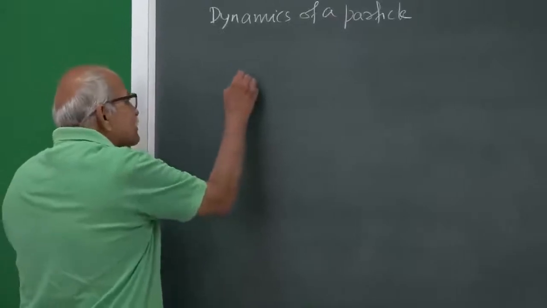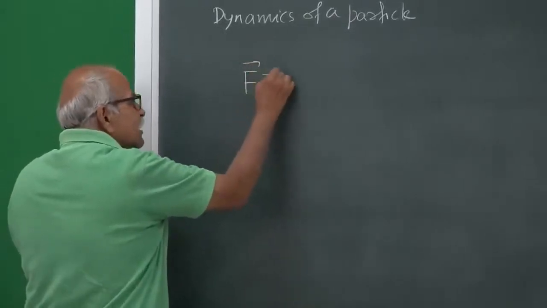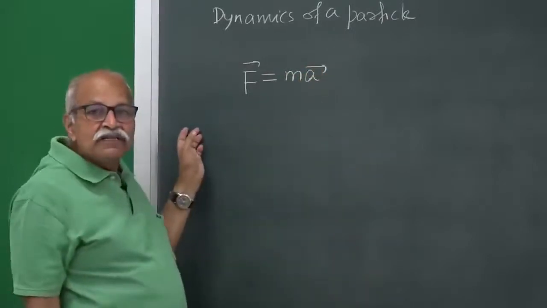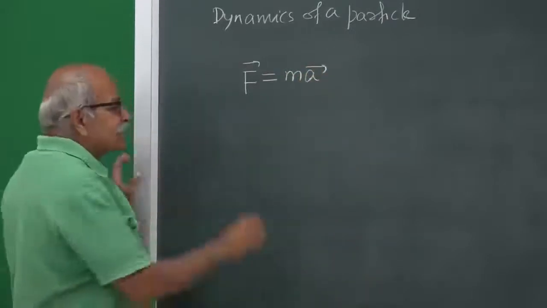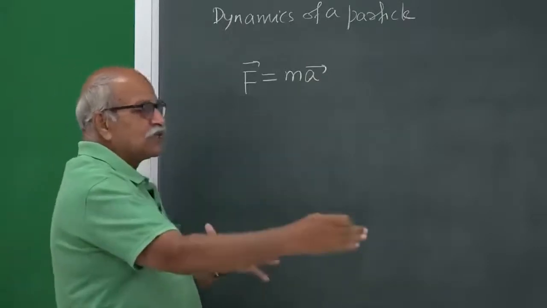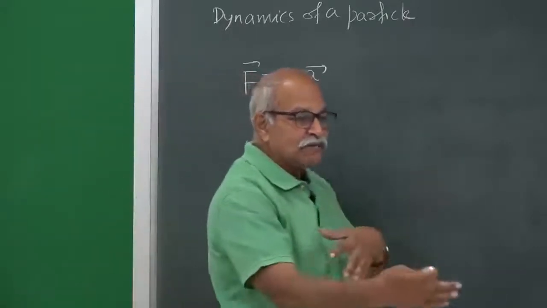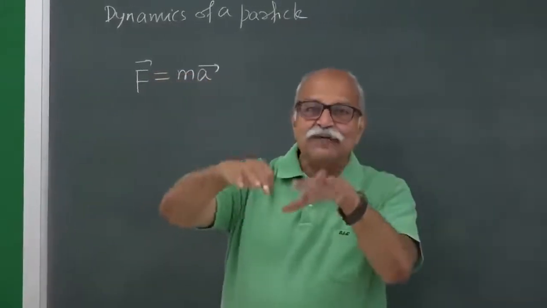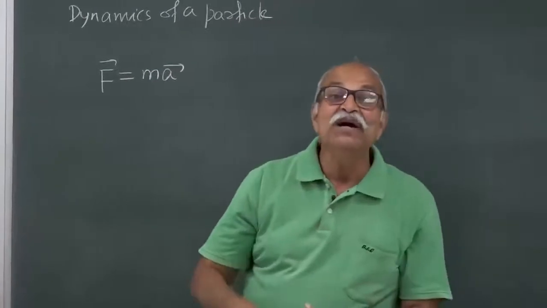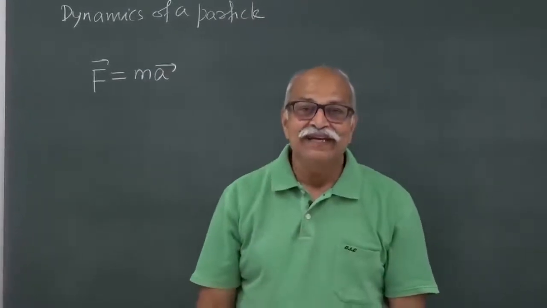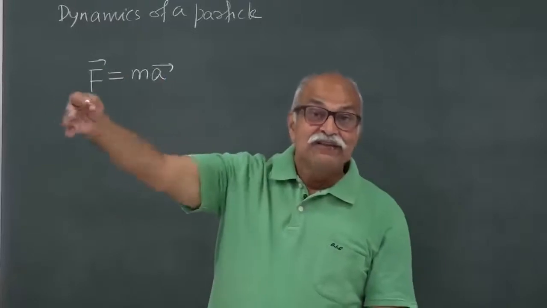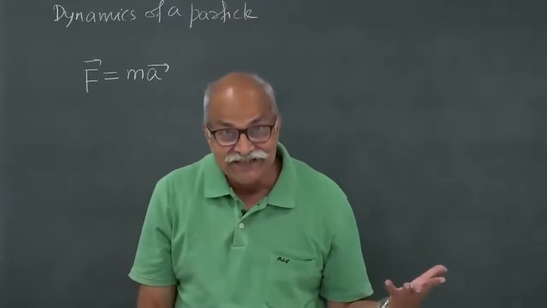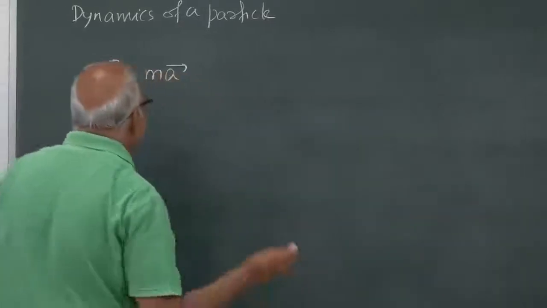So, the basic equation is very simple, force is equal to ma, and the stated problem of dynamics is that at a certain time you know the position of the particle, you know the velocity of the particle, and then as time passes you know at each instant what is the force on the particle, and then you have to predict that at a given later time where the particle will be and what will be its velocity. So, that is the problem.